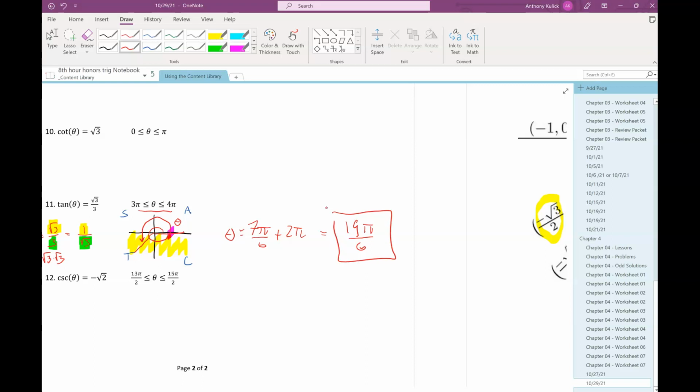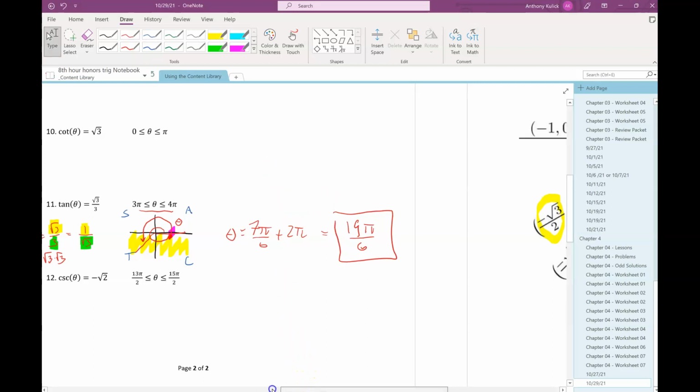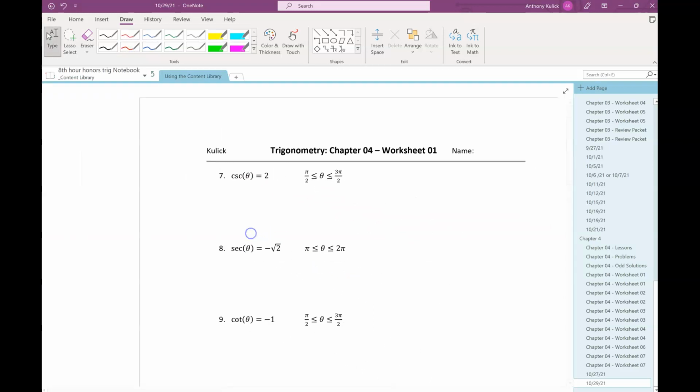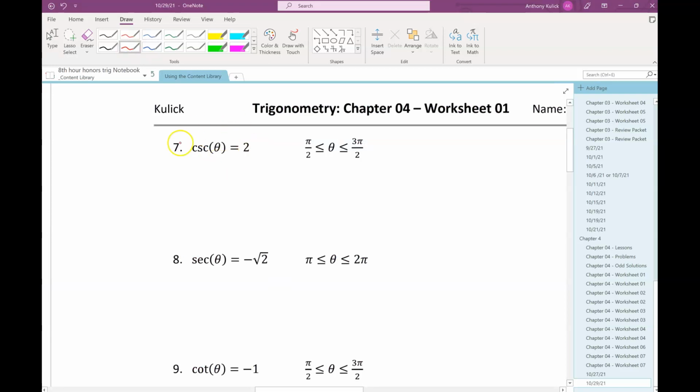Jake. 7 from worksheet 1. Okie dokie. Oh, I didn't take both pages, but I got to what I needed. Okay. So I have cosecant here. The first thing I want to do is rewrite this so that it's in terms of sine, cosine, or tangent. I remember that cosecant is the reciprocal of sine. So I can just replace cosecant with 1 over sine. And then if I flip both sides, that's the same thing as sine theta equals 1/2.